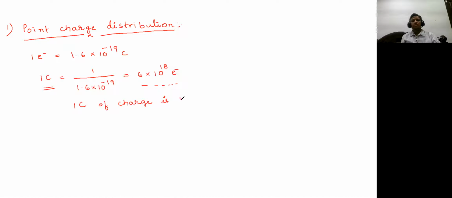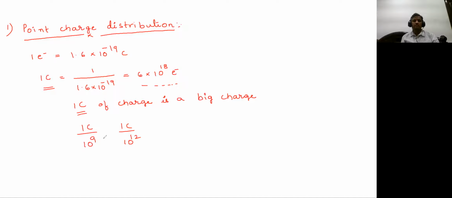1 coulomb of charge is a very big charge. You cannot call 1 coulomb of charge a point charge. So what is a point charge? A point charge is a very small fraction of this 1 coulomb of charge, maybe 1 coulomb of charge by 10 power 9 times, or 1 coulomb of charge by 10 power 12 times. We call that a point charge.